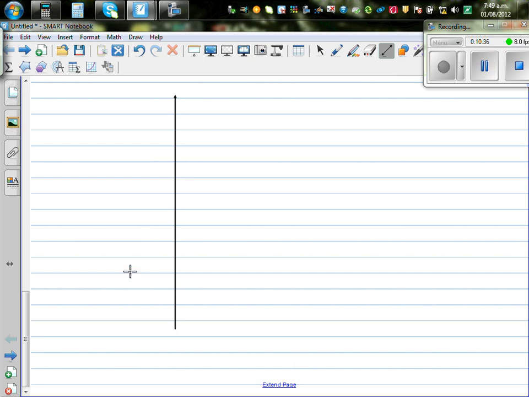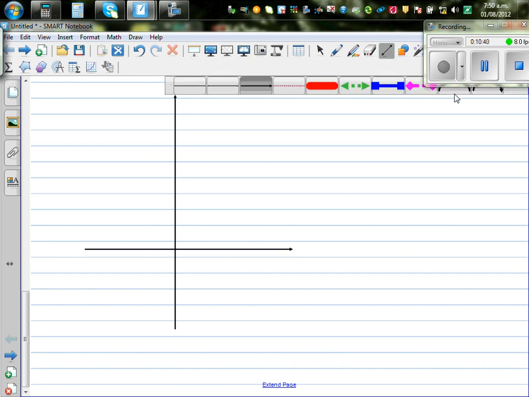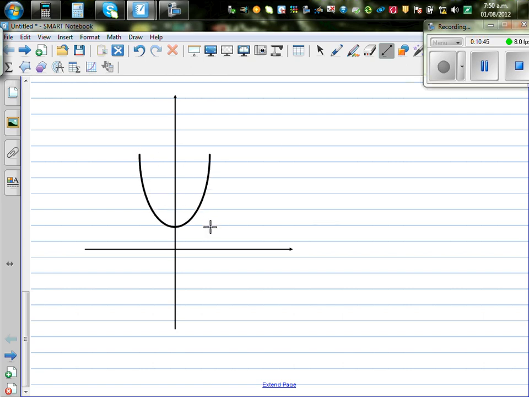Okay, so the question is, you have a parabola. So let me draw a parabola. Hopefully I can draw a parabola. Okay, so this is y is equal to, say, y is equal to x squared plus 1. This is x squared plus 2. Let me take x squared plus 2.